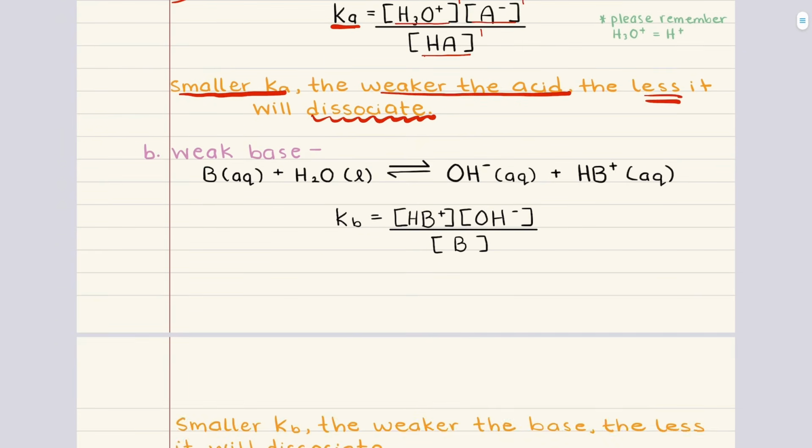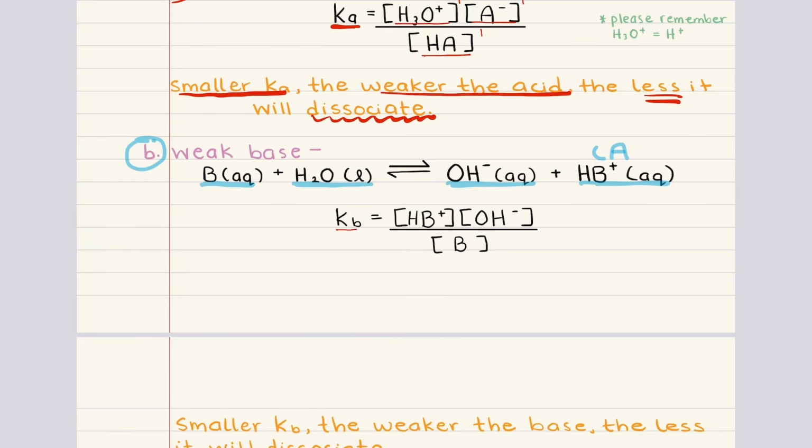Now, for weak bases, the idea is similar. If we call our base B and it reacts with water, it's going to produce hydroxide ions and the conjugate acid HB with a +1 charge. Again, only a fraction of the base molecules participate, and the rest remain unionized.